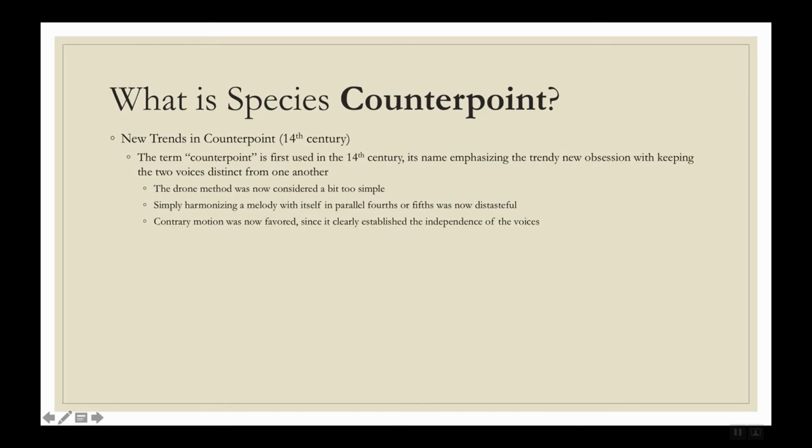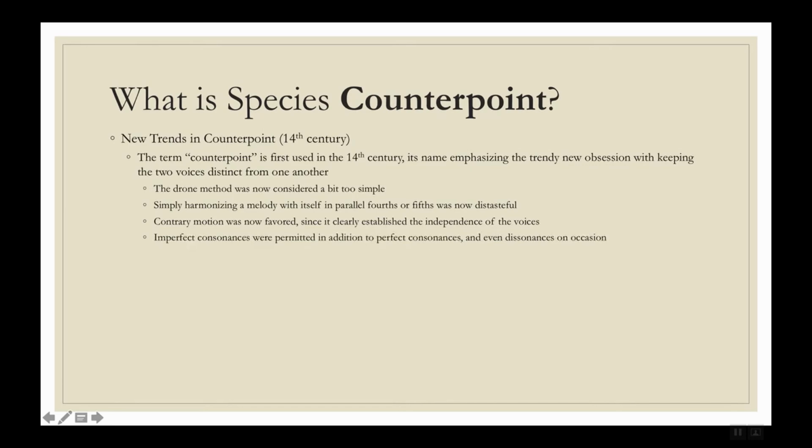And then contrary motion was now favored, compared to parallel, compared to oblique, and similar is not frequent enough for it to be a big deal. So contrary motion is something new. Contrary motion is now the favored way of composing, since it clearly established the independence of the voices, and that's going to be a big theme here.